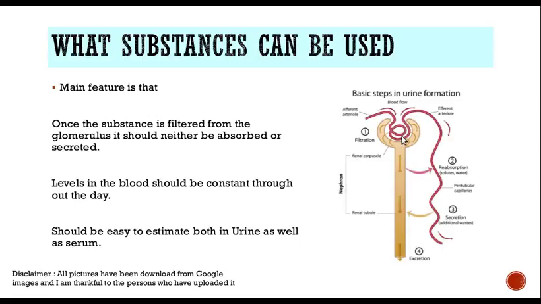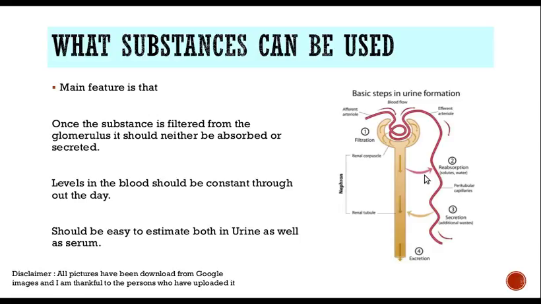Second, after the substance has been filtered from the glomerulus, there should be no reabsorption or secretion of the substance. We know that a lot of substances after getting filtered get absorbed, like glucose. It gets filtered but everything gets absorbed. But because glucose is getting absorbed, glucose is not a good substance for doing clearance studies.